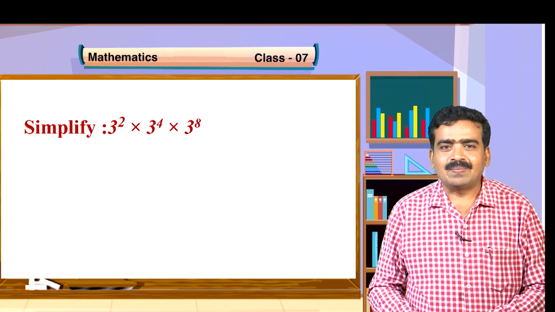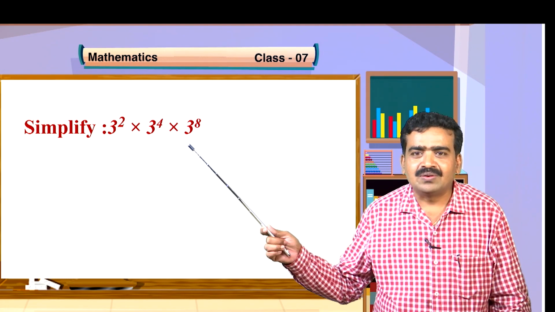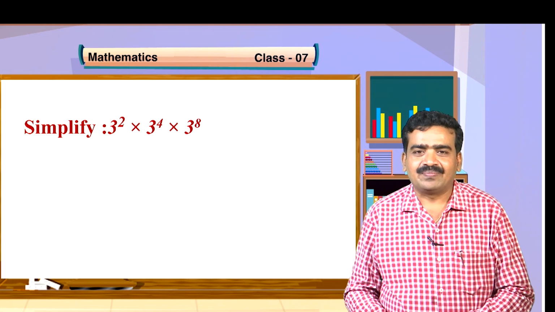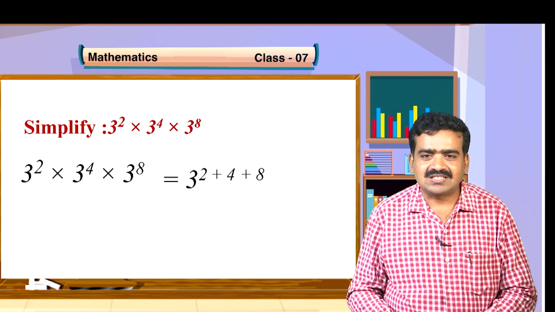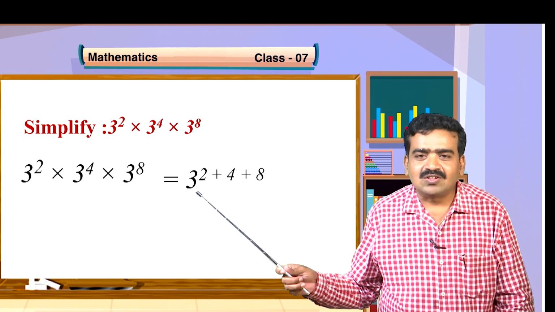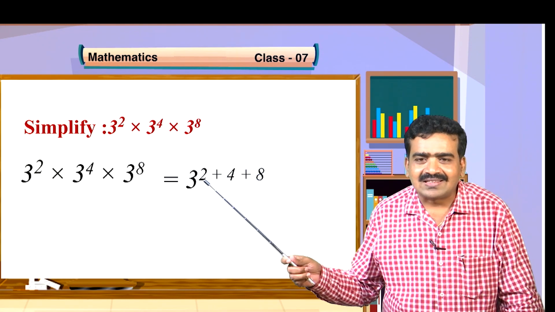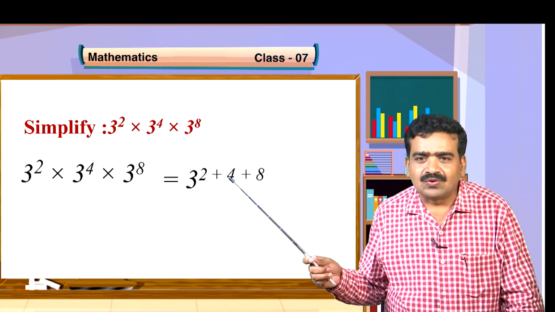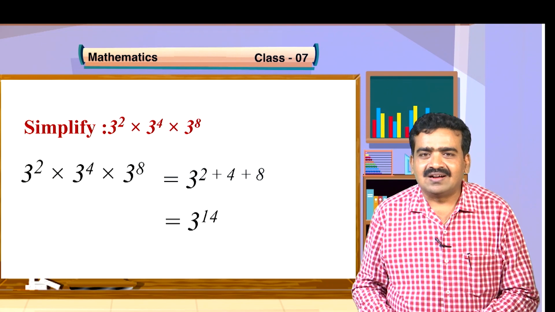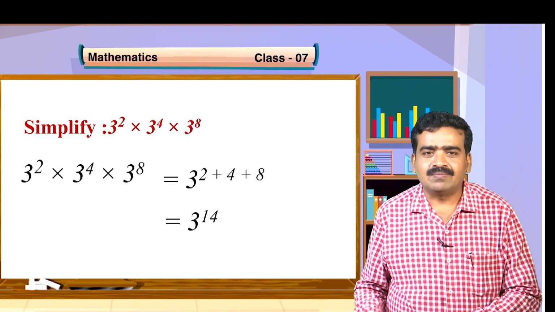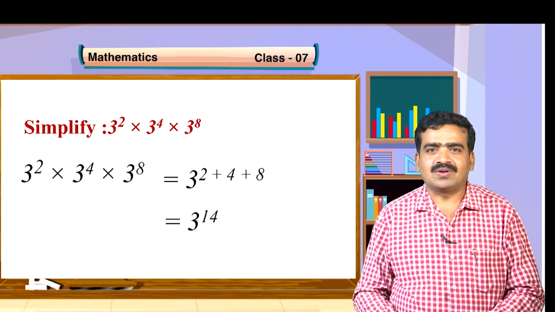Solve one more example. Simplify 3 squared into 3 to the power of 4 into 3 to the power of 8. What about the product of these 3 exponents? Yes, the product of these 3 exponents is equal to 3 to the power of 2 plus 4 plus 8. Simply add the exponents. 2 plus 4 is 6 and 6 plus 8 is 14. Therefore, the answer is 3 to the power of 14.